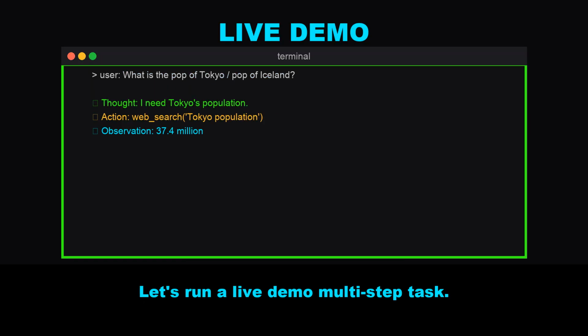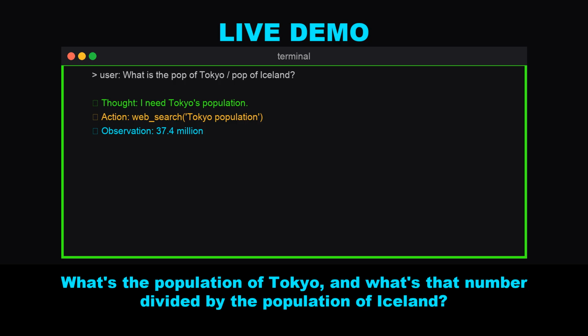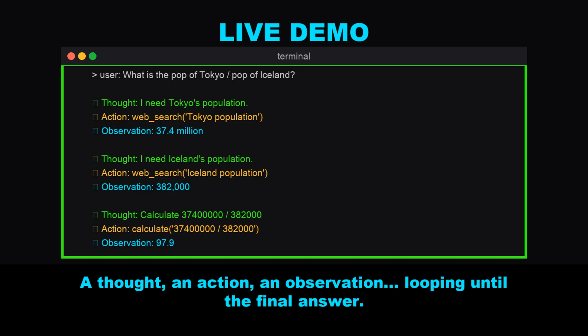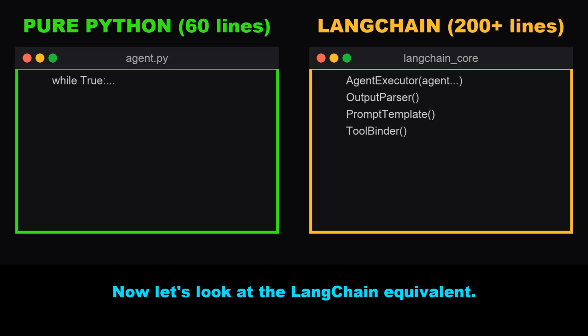Let's run a live demo multi-step task. What's the population of Tokyo, and what's that number divided by the population of Iceland? Here is the agent reasoning step by step. A thought, an action, an observation, looping until the final answer. Now let's look at the LangChain equivalent.